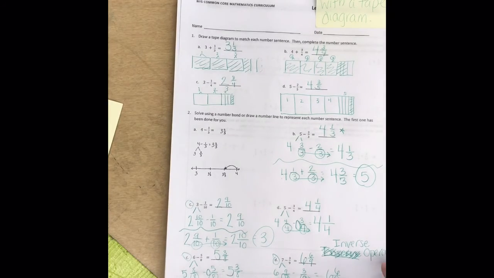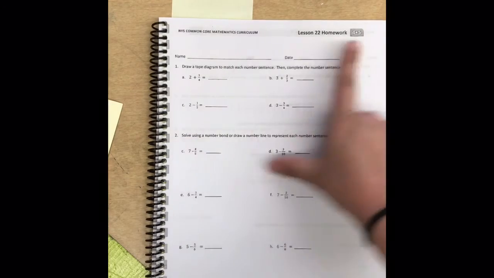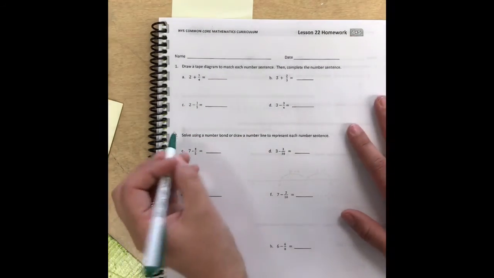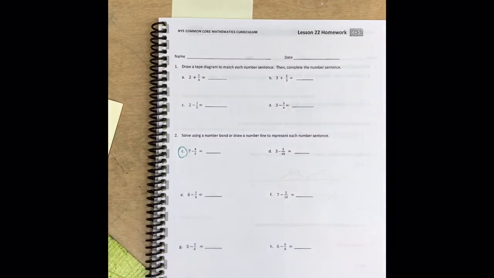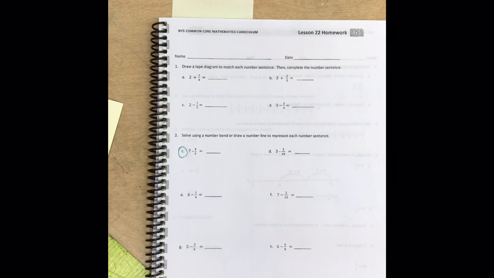What I'd like you to do is go to question 2 on the homework, and I want you to answer 2C. I want you to take a picture of your work and message it to me on Schoology. So send me a message with your answer to 2C.